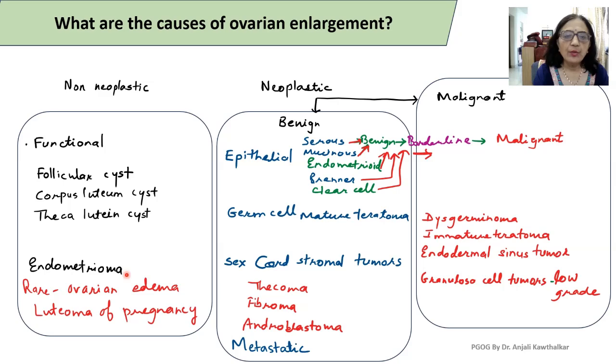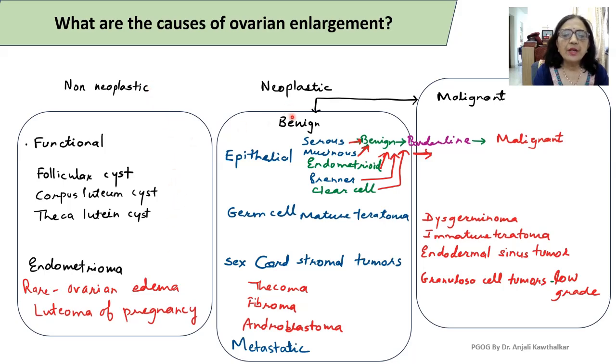Endometrioma, that is ovarian endometriosis, also comes under this non-neoplastic ovarian enlargement. Rarely we can have ovarian edema leading to the ovarian enlargement. So that is seen sometimes in young girls also. And luteoma of pregnancy, I have seen 2-3 cases where there is virilization during pregnancy, and it is also spontaneously resolving after the pregnancy. There is no need to do any surgical interference. Correct diagnosis is more important, and that also comes under non-neoplastic ovarian enlargement.